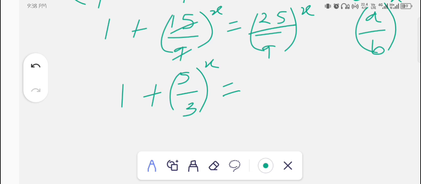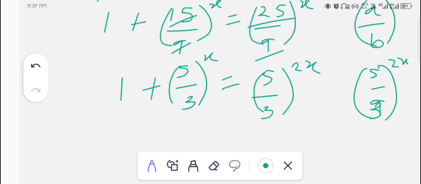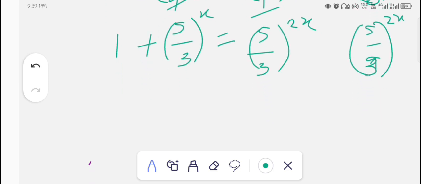Very good. And at this point, we discover that 25 is a perfect square as well as 9, and the square root of 25 is 5. So we can rewrite this to be 5 upon 3 all squared. And including our x, we have 2x here. So we write here 5 upon 3 raised to the power of 2x. Good. We have made progress here.